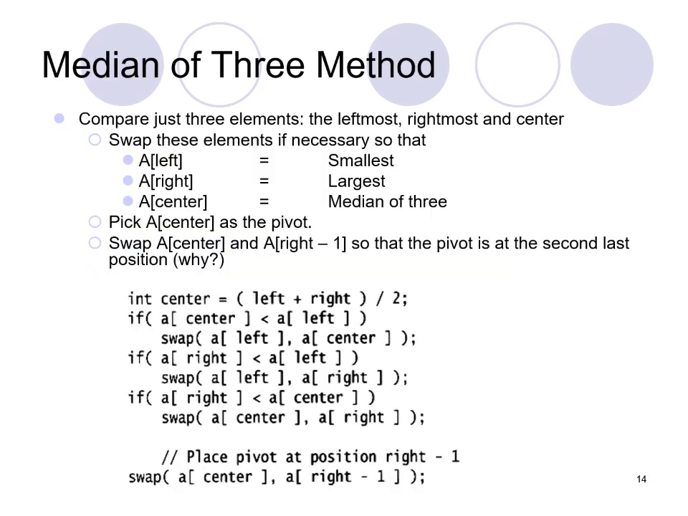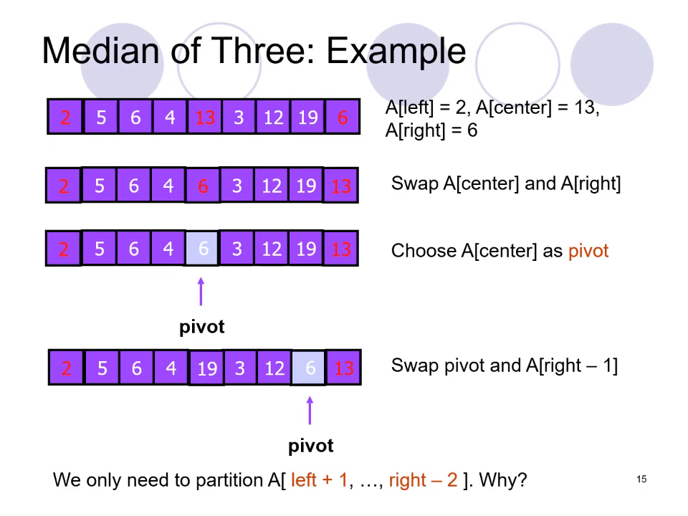In the median of 3 method, compare just 3 elements: the leftmost, the rightmost and the center. Swap these elements if necessary so that A of left is smallest, A of right is largest and A of center is the median of 3. Pick A of center as the pivot. Swap A of center and A of right minus 1 so that the pivot is at the second last position. This is an example for median of 3 sorting.